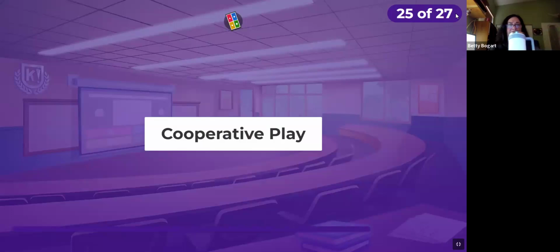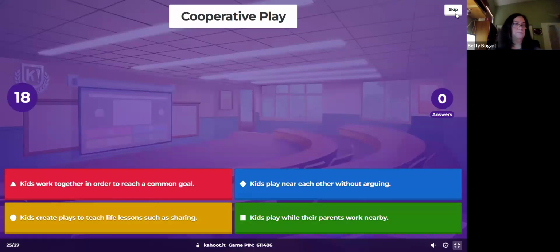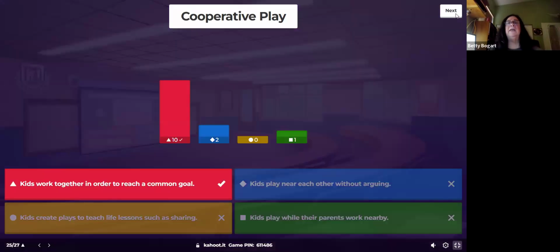Cooperative play. Which one is that? So cooperative play is school age. This is two or more children working together, but there is a goal. They build a sandcastle, they build a house, they build a race car set, they play checkers, somebody wins. That is cooperative play.